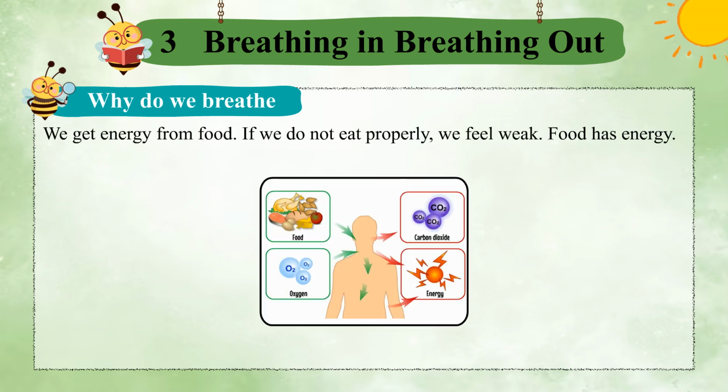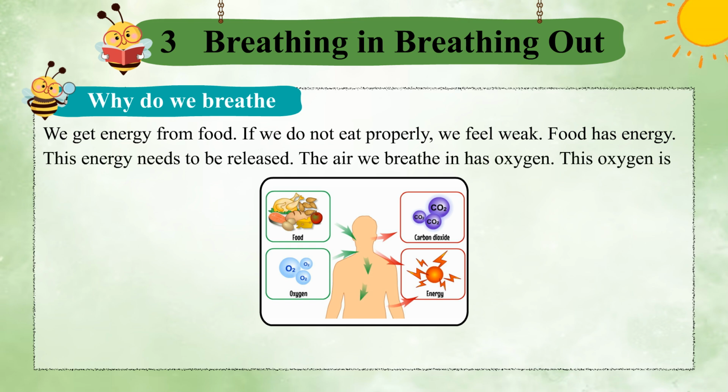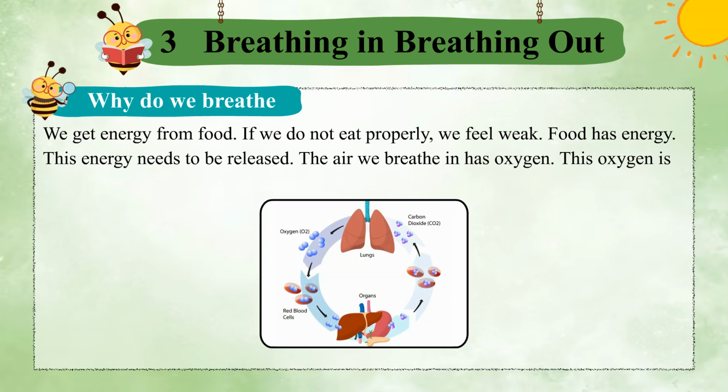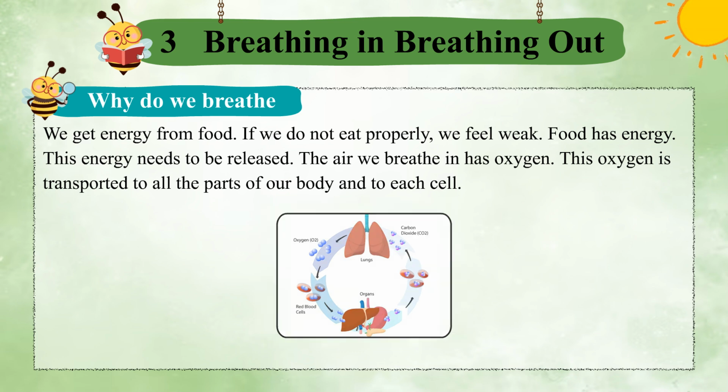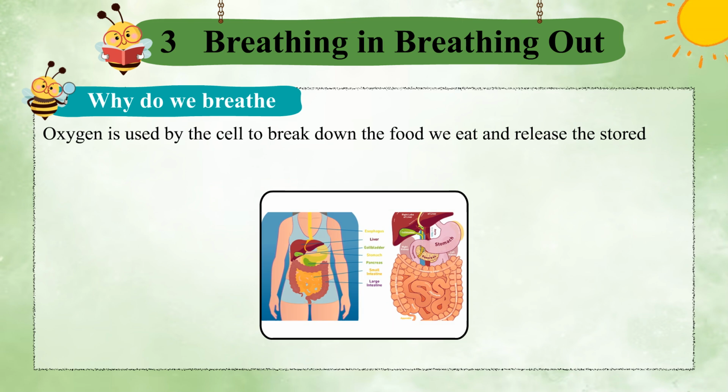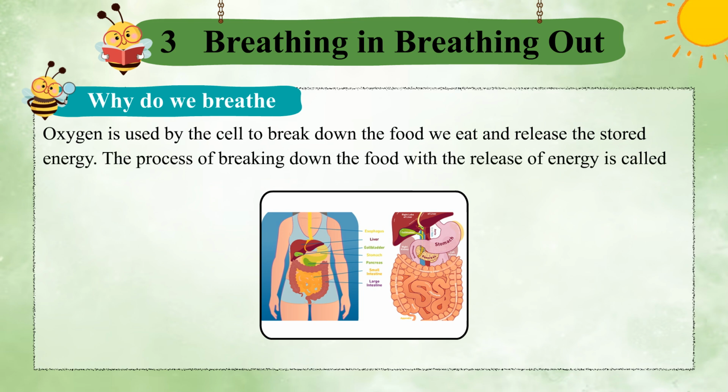Why do we breathe? We get energy from food. If we do not eat properly, we feel weak. Food has energy. This energy needs to be released. The air we breathe in has oxygen. This oxygen is transported to all the parts of our body and to each cell. Oxygen is used by the cell to break down the food we eat and release the stored energy. The process of breaking down the food with the release of energy is called respiration.